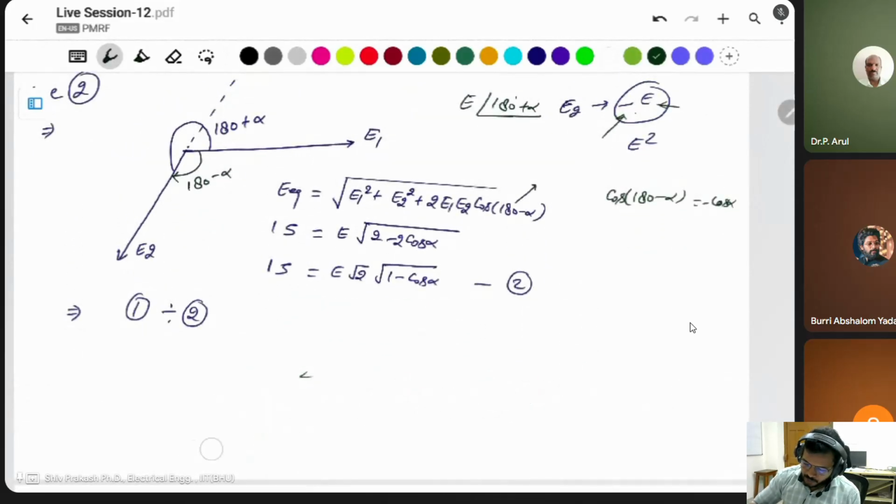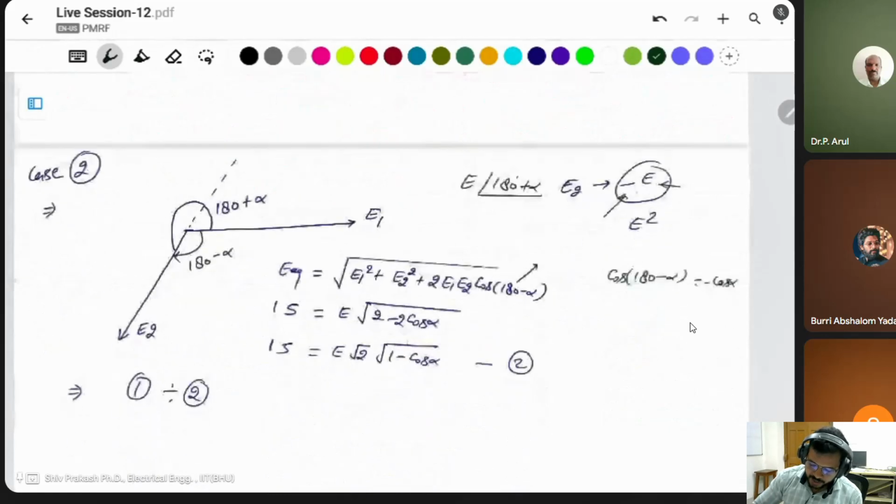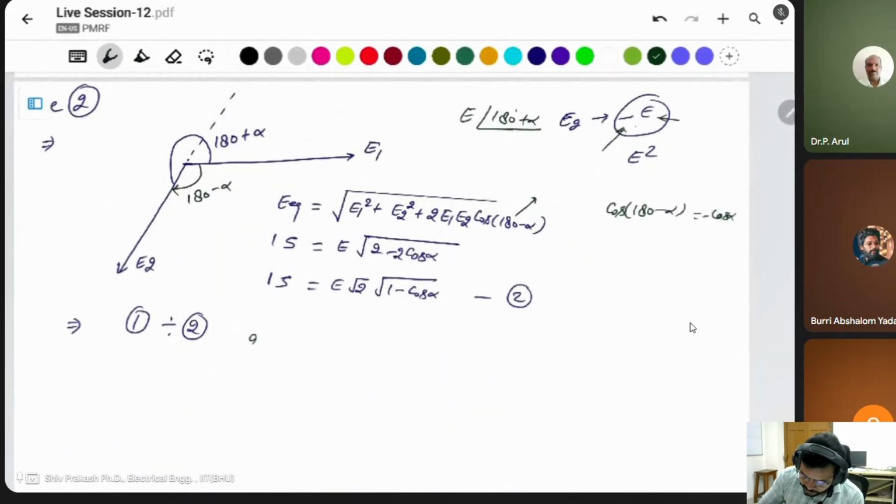Now you can divide 1 divided by 2. Equation number 1 is 200 divided by 15. This will be 200 divided by 15 on the left hand side. Excuse me, sir. Yes.